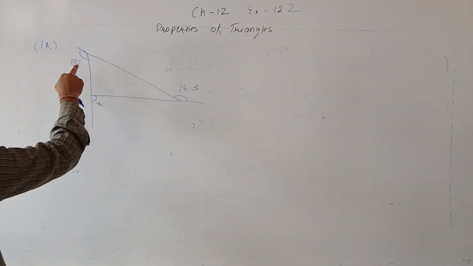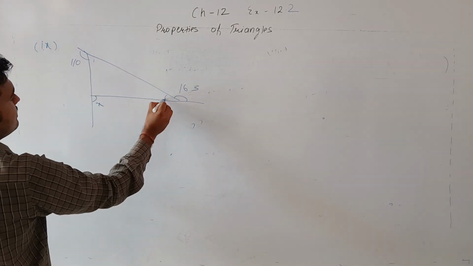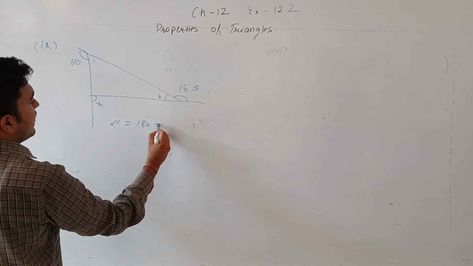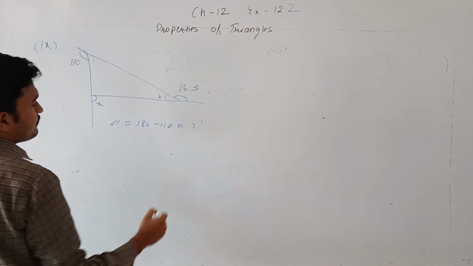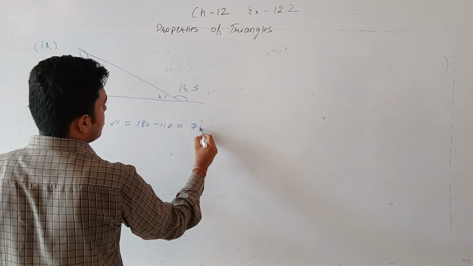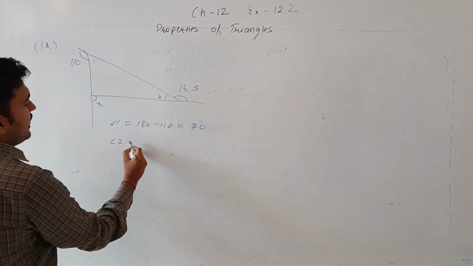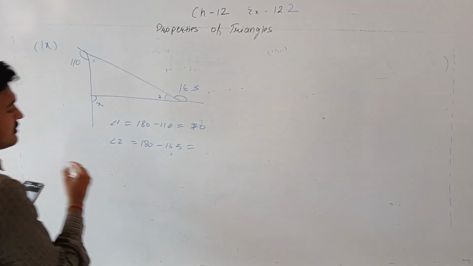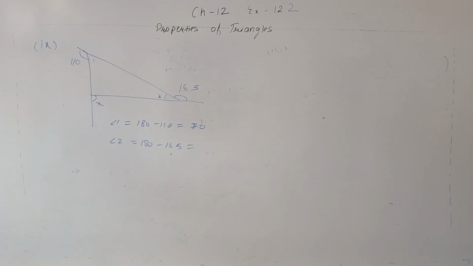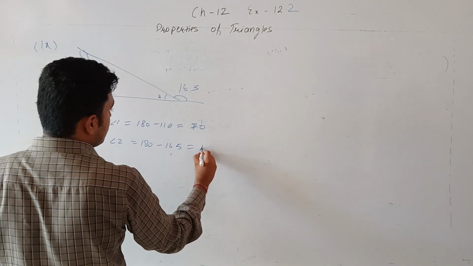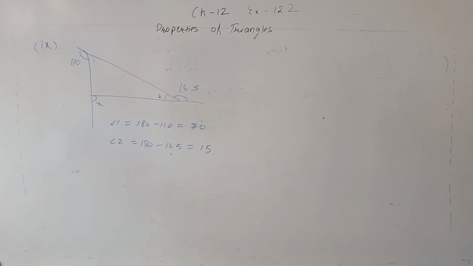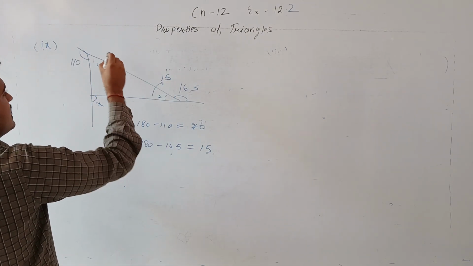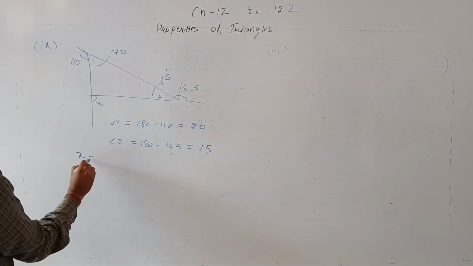So if this angle is 110, this is angle 1, this is angle 2. Angle 1 comes out to be 180 minus 110, which is 70. Similarly, angle 2 is 180 minus 165, which comes out to be 15. So angle 2 is equal to 15 and angle 1 is equal to 70.